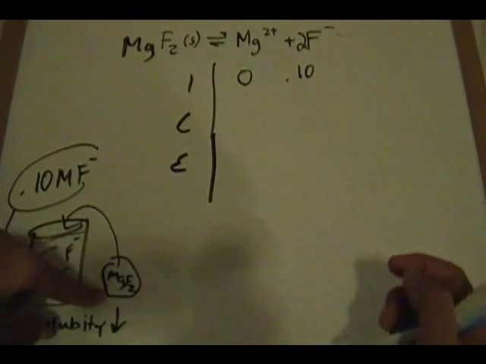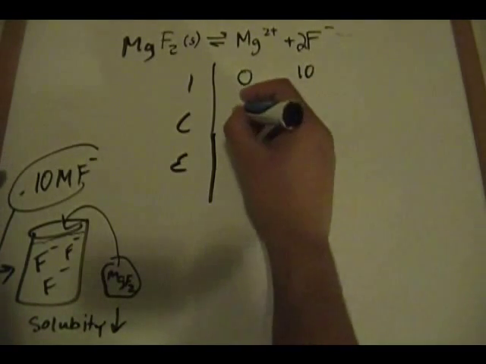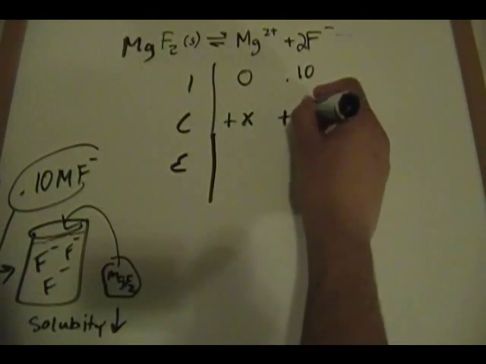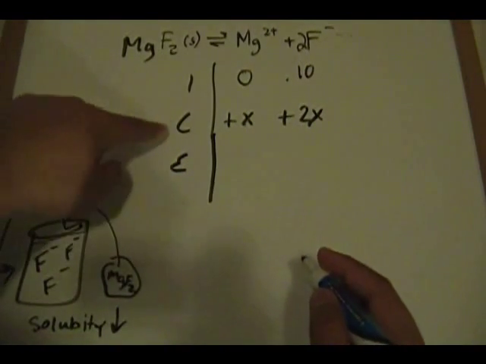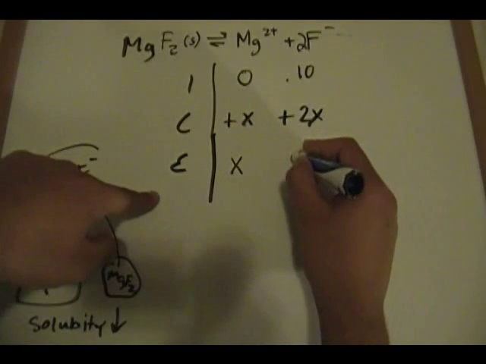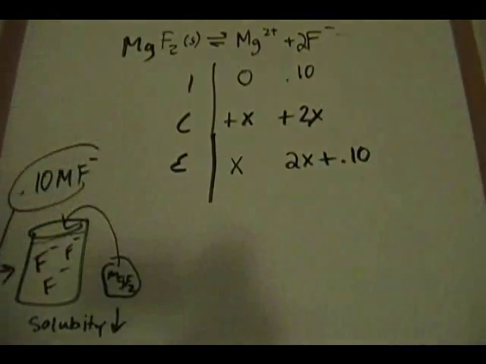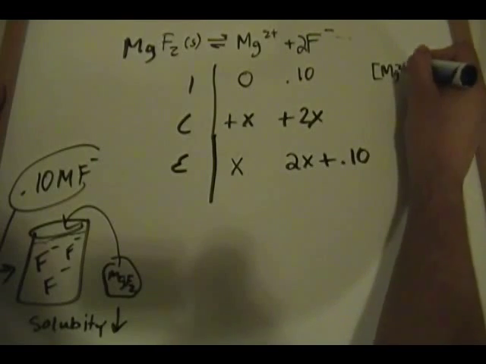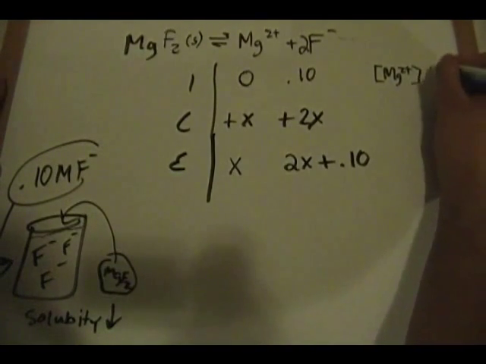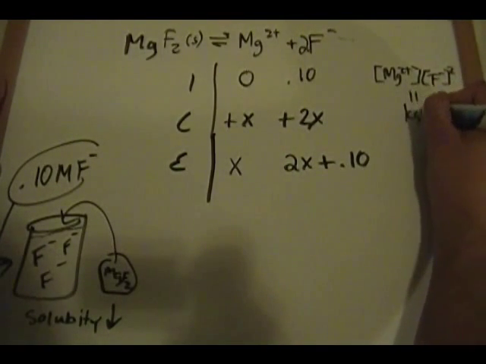So again, some magnesium fluoride is going to dissolve, and our guess is it's going to dissolve very little, because we have this common ion. So plus X, plus 2X. And then again, the equilibrium value will be the initial plus the change. So it will be X, and it will be 2X plus 0.10. Okay? So again, let me write our little expression here. It will be Mg2+ times F minus squared, and that equals our KSP, right?